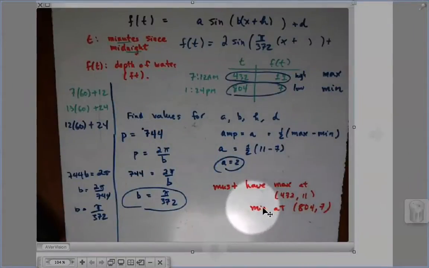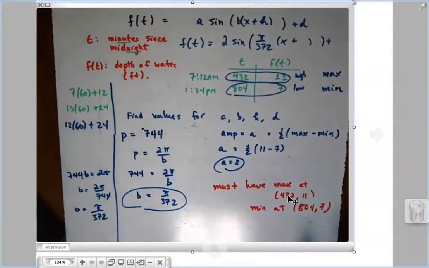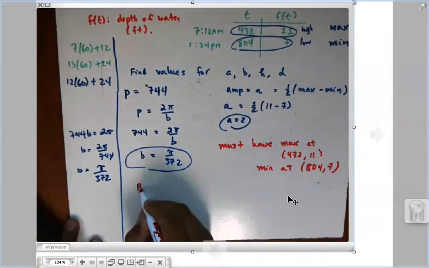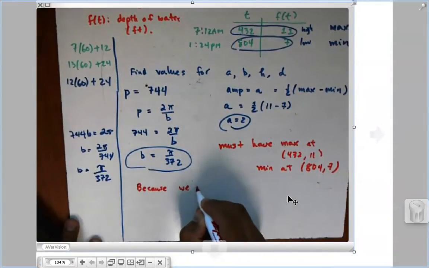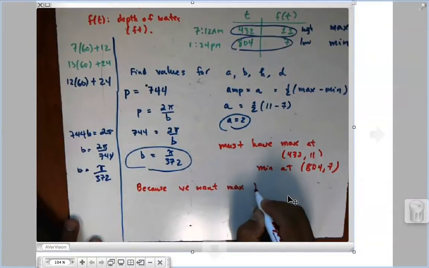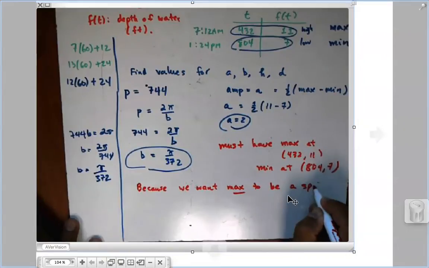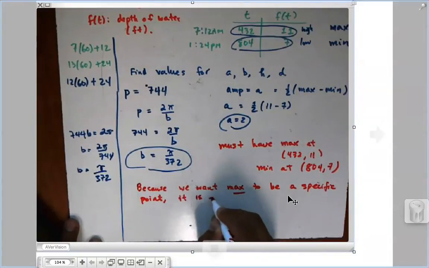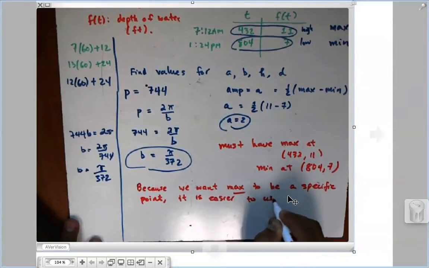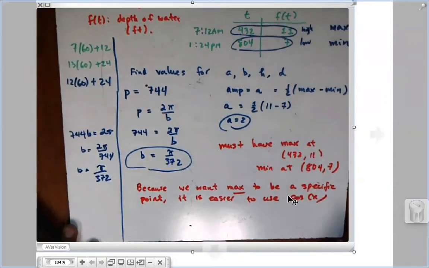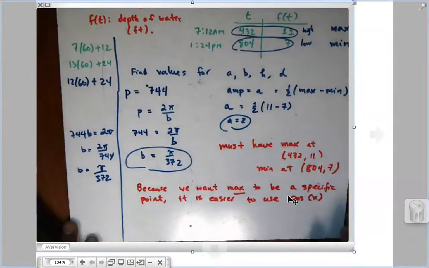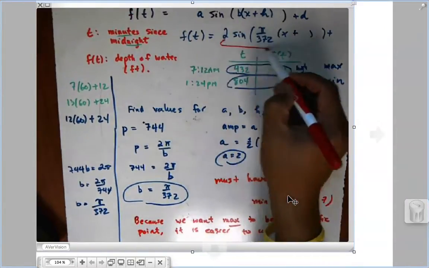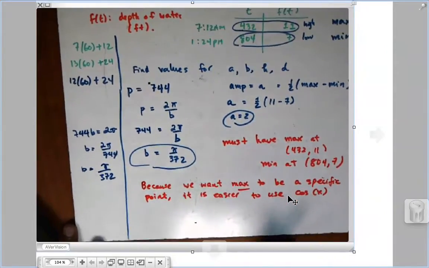We need the max to be at this point, and we've been using sine a lot. If you're in Mr. Wen's class, you've used sine a whole lot. But I'm going to make a note here that because we want the max to be a specific point, it is actually easier to use cosine instead of sine. So I'm going to take this entire function and rewrite it using cosine, and you'll see why in a minute.